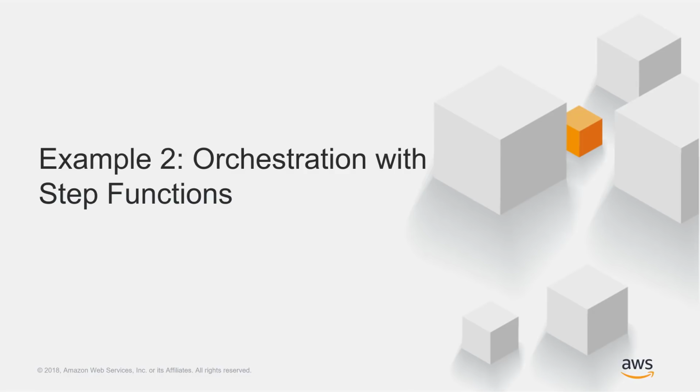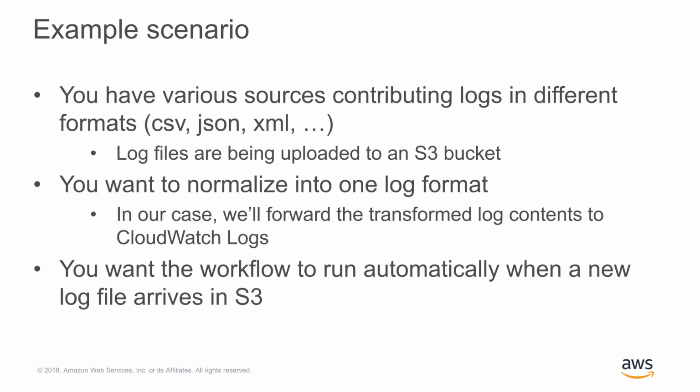Our final example is to use orchestration using Step Functions. Now in this scenario, we have various sources. Let's say we have various applications contributing logs, or perhaps a single application contributing logs in different formats over time. Sometimes they have been CSV files, then we perhaps adopted XML, then we moved to JSON. These log files are all being uploaded periodically to an S3 bucket, and we want to normalize into one log format.